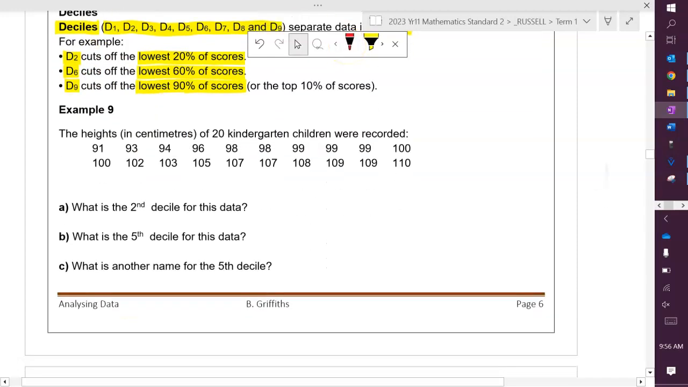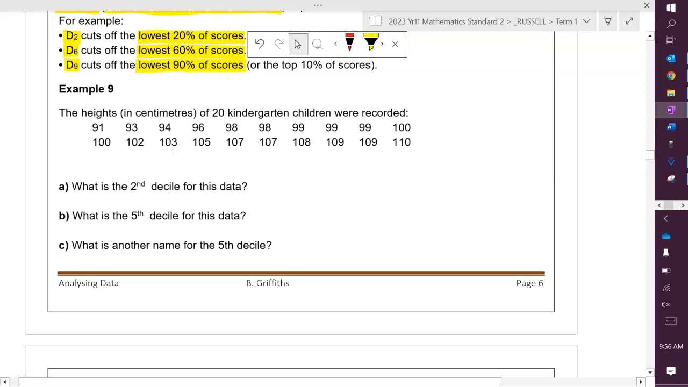So the heights in centimetres of 20 kindergarten children were recorded. So if we break this up, this would be our D1, this is D2, D3, D4, D5. So it's broken into groups of 2 because there are 20 students, and dividing 20 by 10 gives us 2. This is our D6, D7, D8, and D9.